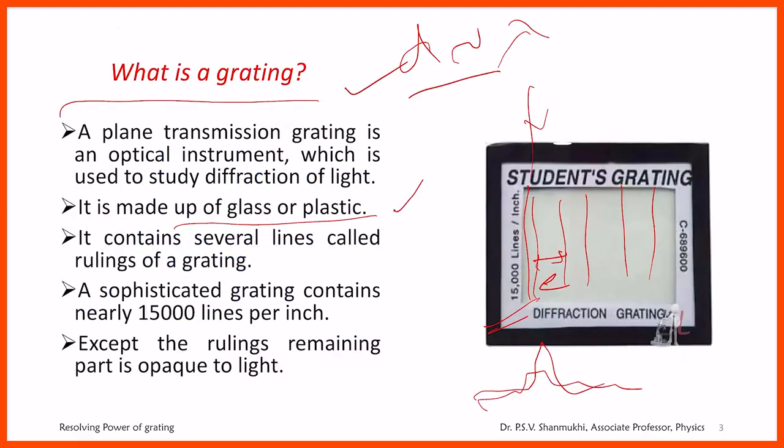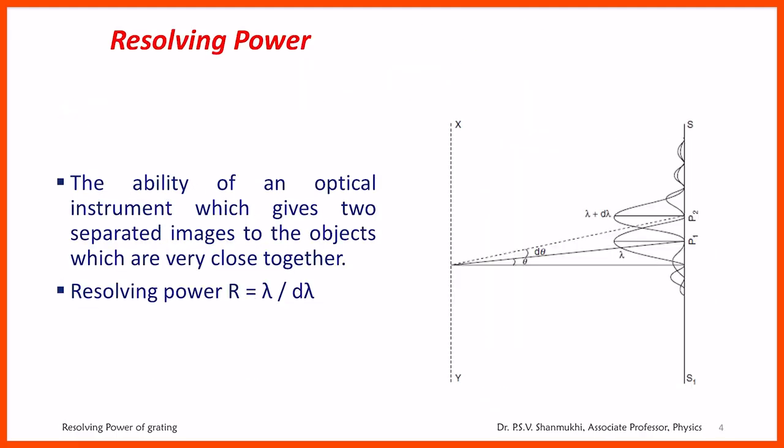Now, coming to the resolving power. What is meant by resolving power? Resolving power is the ability of an optical instrument to give two separated images for two objects which are very close together. Suppose two dots are very close together. How do we see these two objects? The light is incident on them and the reflected light comes, and these two light rays are incident on the eye, on the retina, and produce the images.